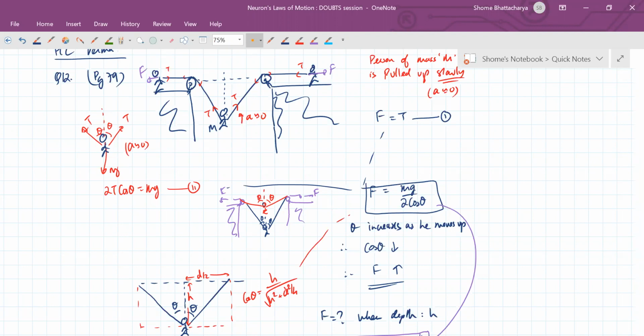Why F is equal to T? Because the string is massless, Shikhar. So whatever force is being applied at one end, we've discussed this before also. If you apply a force like this on a massless thread, then from this point's free body diagram where you're applying the force, you can see F is equal to T.